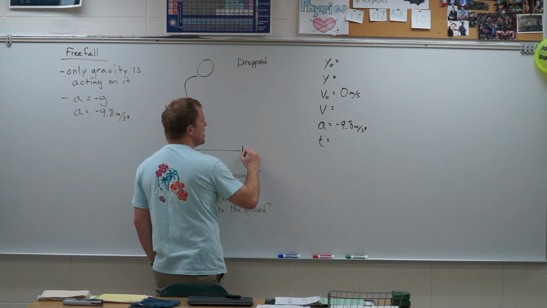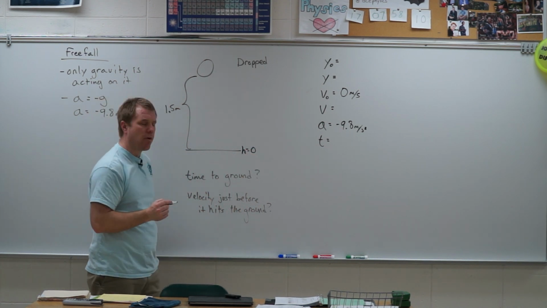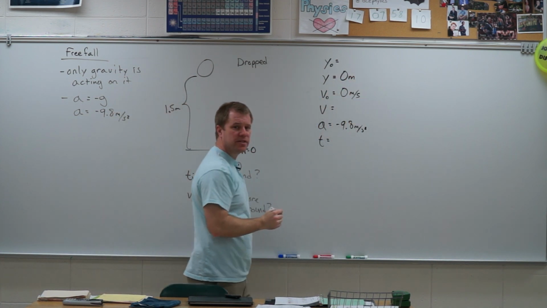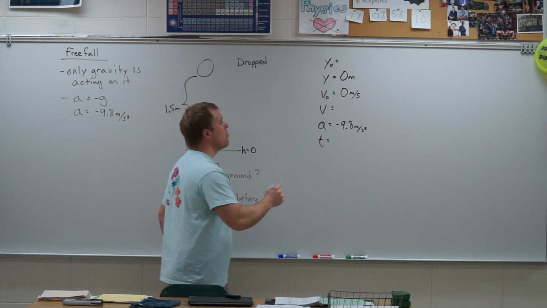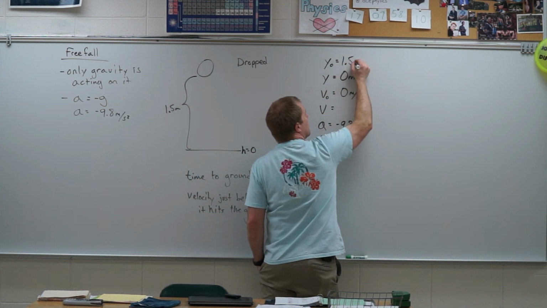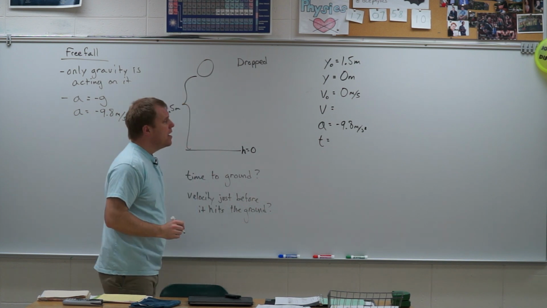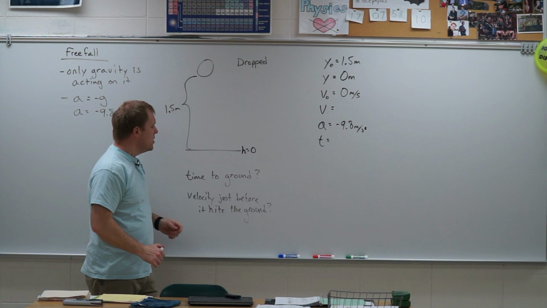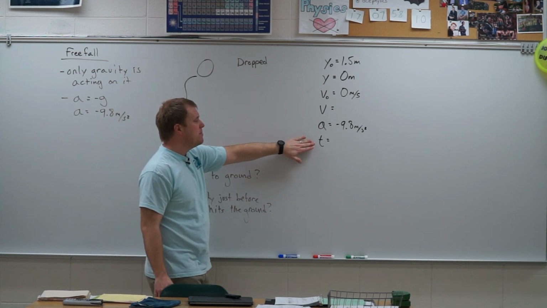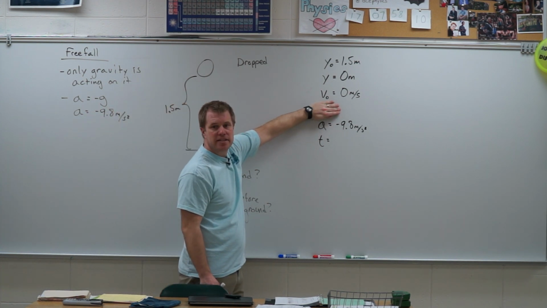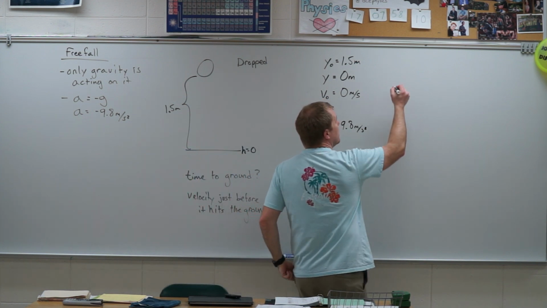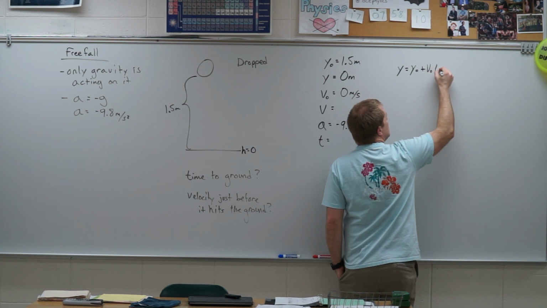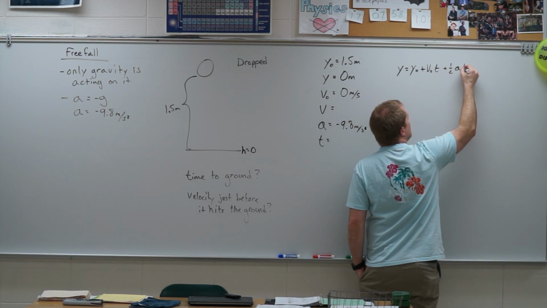So I'm going to choose this as a height of 0 down here at the ground. And so it ends at the ground, or very near the ground for our purposes. And it starts at a height of 1.5 meters. Okay. Now I need to find time, and I need to find final velocity. So in order to find time, I'm going to need to pick an equation that doesn't have final velocity. So that's our equation number 2. It looks like this. So I have y equals y naught plus v naught t plus 1/2 at squared.